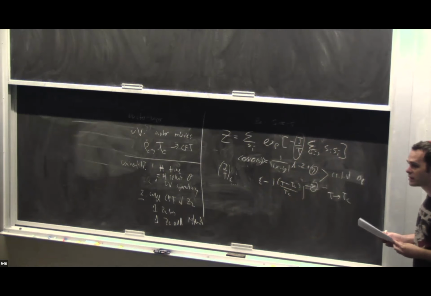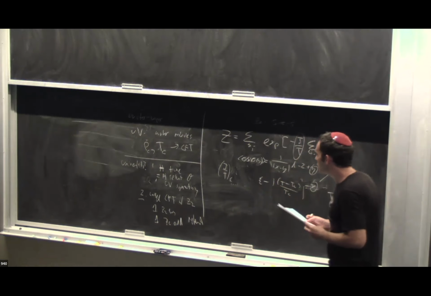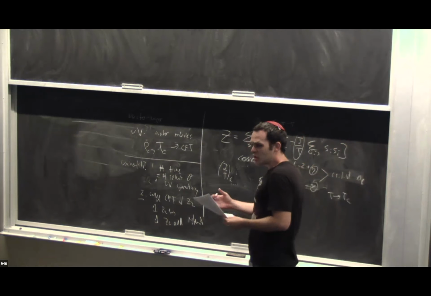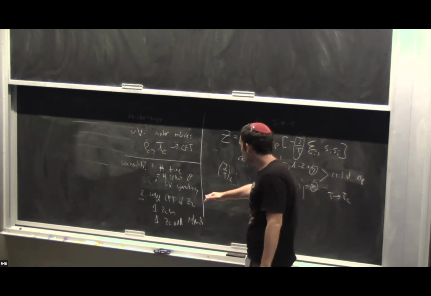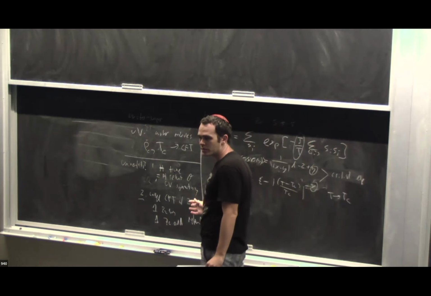Sorry, could you repeat the second one? I didn't understand. What's so special about Z2? Why can't you have some other discrete symmetry? I'll just give you an example. Yeah, oh, I see. So this is just the simplest example because Z2 is the simplest symmetry group.